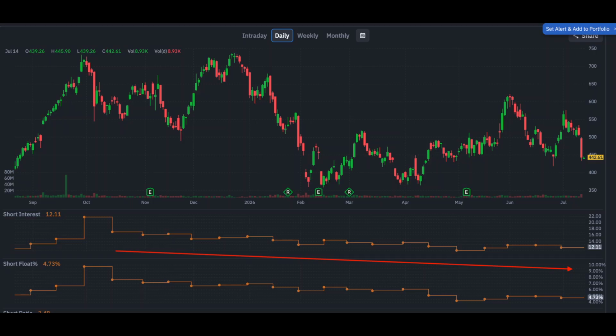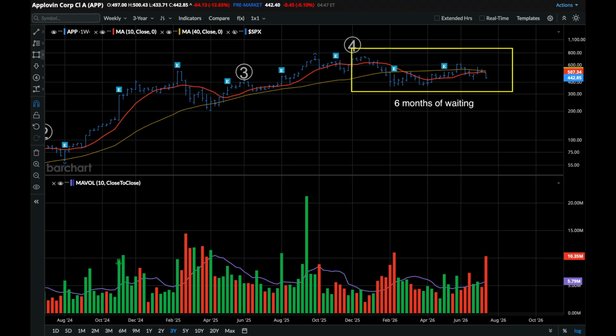Pay close attention to the short float percentage heading into the trigger point. Notice how the multi-month trend is aggressively declining. With short interest drying up, there's no major buying fuel left to ignite a short squeeze, completely clearing the path for the price to collapse. As I always emphasize, the ultimate golden rule in execution is absolute patience. From that initial breakdown to our actual short trigger, this setup took a full 6 months to mature.